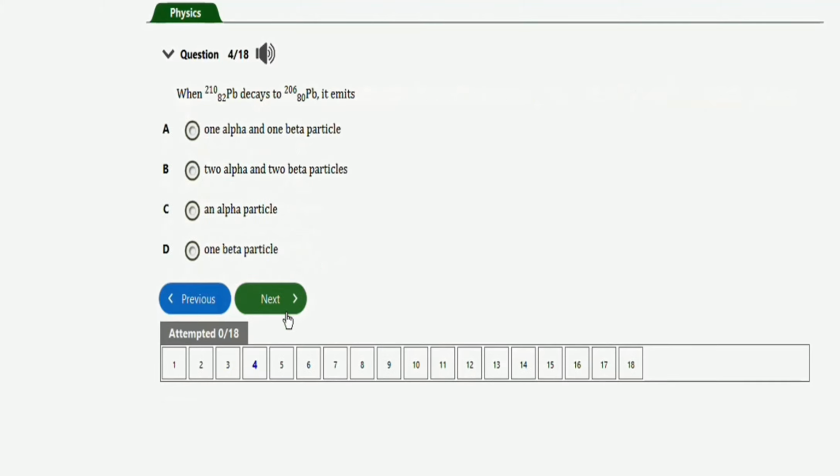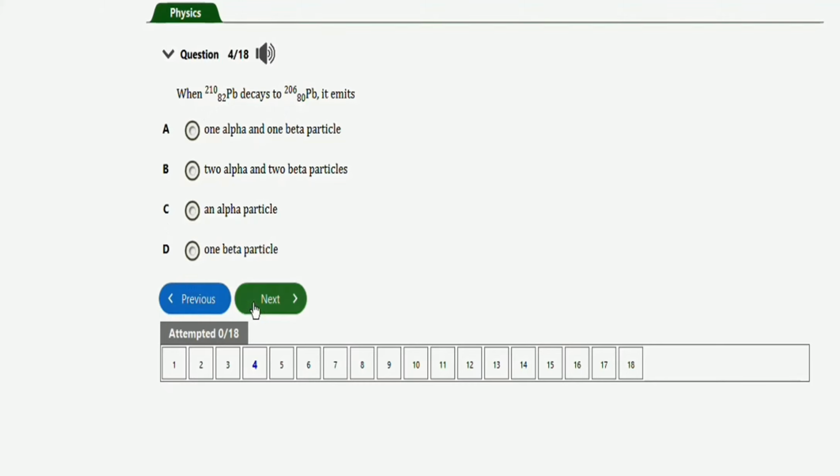It says, when this element lead decays to this output, it emits one alpha and one beta particle, two alpha and two beta particles, an alpha particle, one beta particle. So the right option is option C, which is an alpha particle. The reason is that in alpha decay, the atomic number of an element is usually reduced by 2. So here, the atomic number 82 is reduced to 80, a difference of 2. So that's why it's an alpha particle.